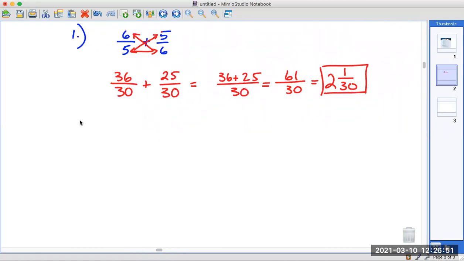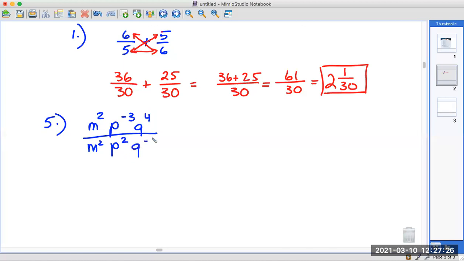So I'm going to copy the question, number 2. No, it's number 5. I'm sorry. Number 5. So it's m squared, p to the power of -3, q to the power of 4, all that over m squared. These two will actually cancel out. p squared and q to the power of -2.